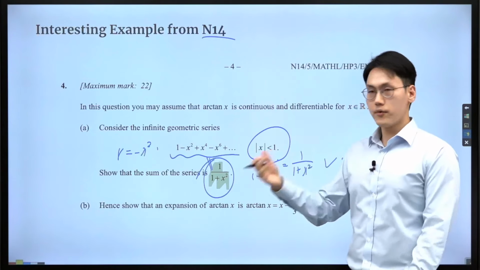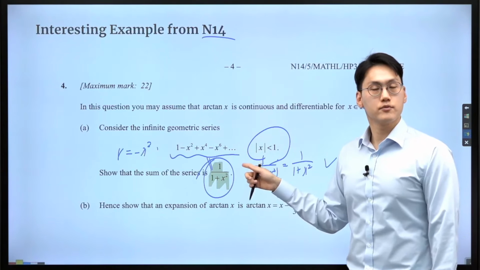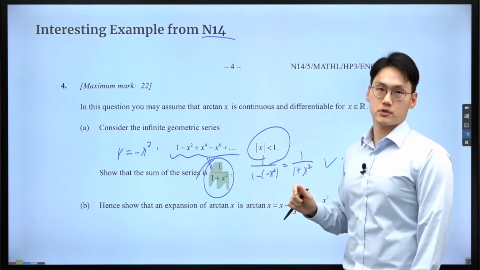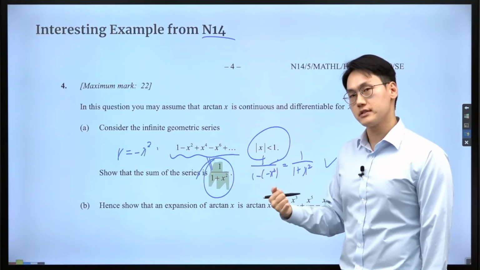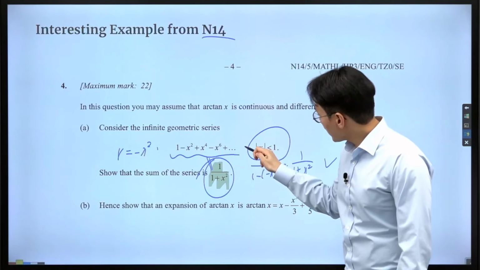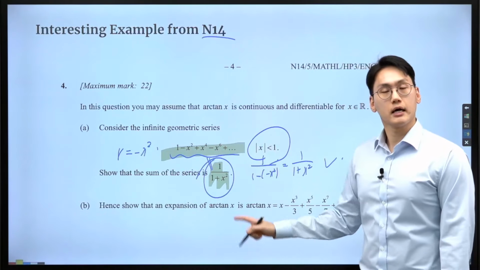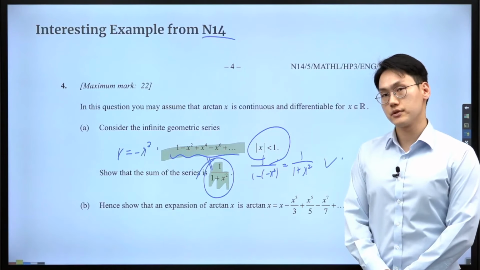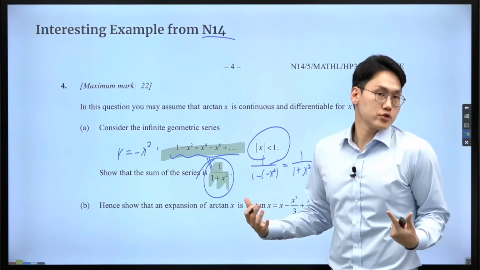Actually, the domain is all real, right? It doesn't have any domain restriction, because with 1 plus x squared, the denominator is never 0. So it's all real for the domain, my friend. But why do I have to put the restriction in the power series? It's a mystery. But to gain more insight, maybe we should look into the graph.